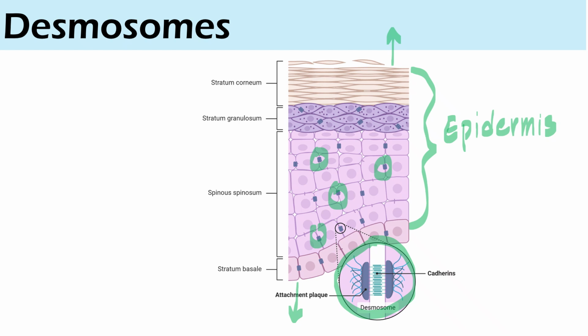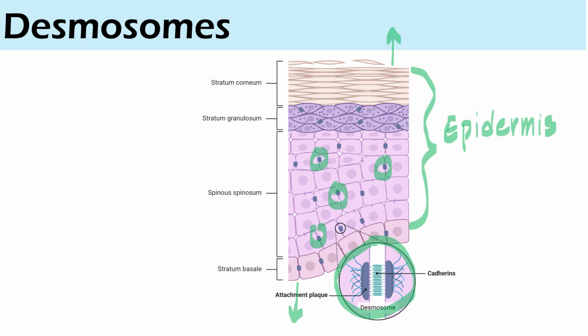There are these attachment plaques or proteins, and they are anchored to the cytoskeleton of each of the cells. These little hairs there that increase the surface area of attachment are there to do just that, make a more secure attachment to the cell.